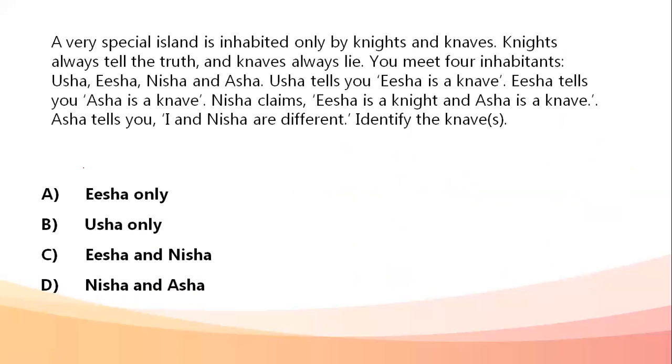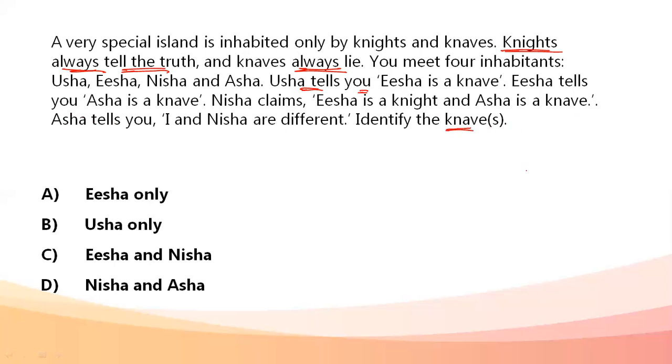Okay, next question. A very special island is inhabited by knights and knaves. Knights always tell the truth, knaves always lie. Important thing: knights tell the truth, knaves always lie. Four inhabitants are talked about, and the conditions they're talking about. Usha tells you Isha is a knave. Isha tells you Asha is a knave. Nisha claims Isha is a knight and Asha is a knave. Asha tells you I and Nisha are different.